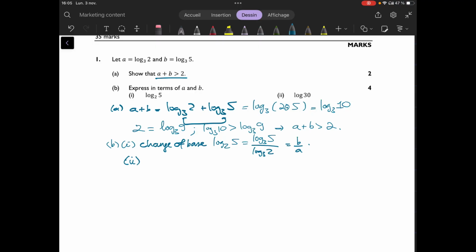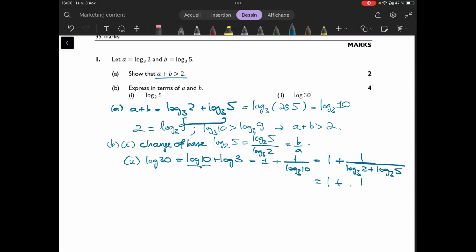Part 2. Log of 30. When you see logarithm on its own, it's going to be log base 10. So log of 30 is log of 10 plus log of 3. Log of 10 is equal to 1. Log of 3 is 1 divided by log base 3 of 10. Log base 3 of 10 is log base 3 of 2 plus log base 3 of 5. Therefore, this will be your final answer.